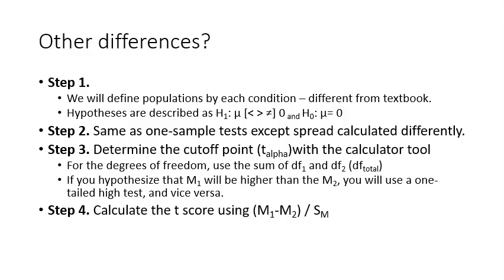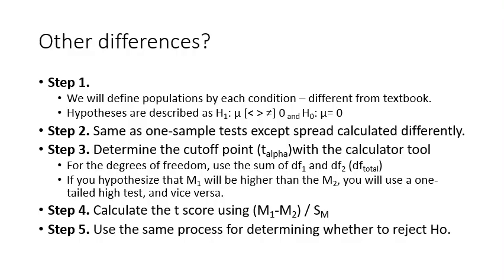We'll calculate the t-score using exactly the same formula, except we're going to take mean 1 minus mean 2 and divide it by sigma m. And we'll talk about that minus 0 as a theoretical framework when we run through the little examples. And in step 5, it's exactly the same for determining whether to reject the null. And we'll just write the concluding statement in clear language.